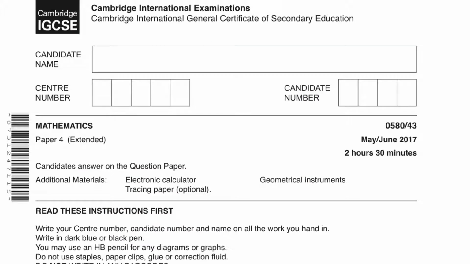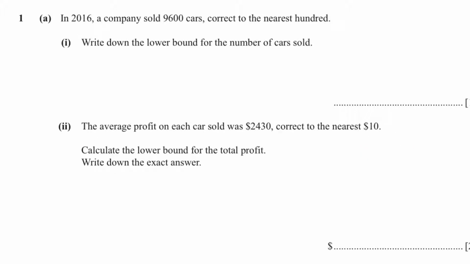Today we are going to solve IGCSE Cambridge Mathematics Paper 4, Variant 43, May-June 2017. Question number 1. A. In 2016, a company sold 9,600 cars, correct to the nearest 100. Write down the lower bound for the number of cars sold.